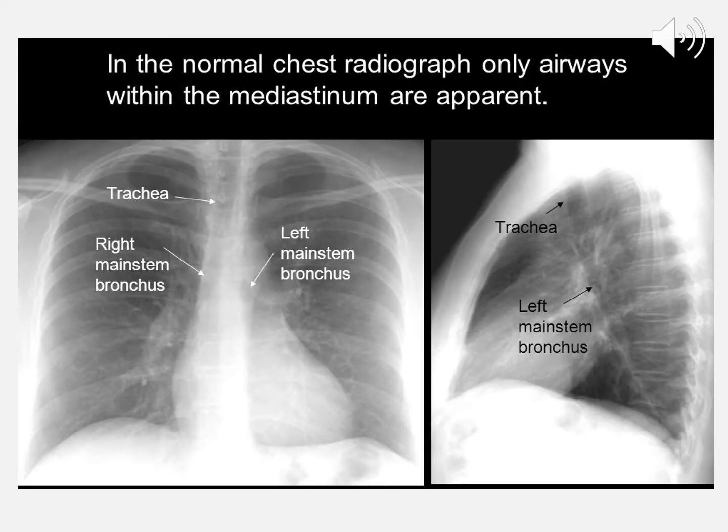So this is more internal chest anatomy on a chest x-ray. This one's showing the airways, the trachea, the right main stem bronchus, the left main stem bronchus. Again, you can see on here how the right main stem bronchus is more vertically angled. You can see the carina, it is not marked, but we will get into that later. On the lateral, you can see the trachea and the left main stem bronchus.